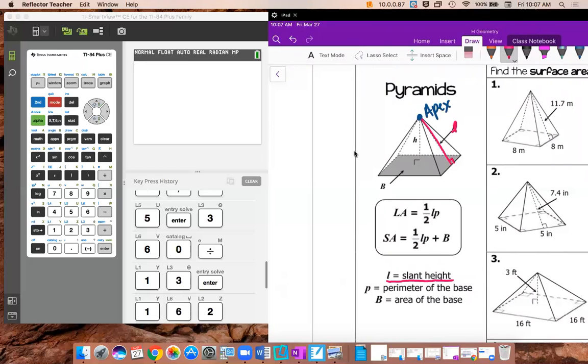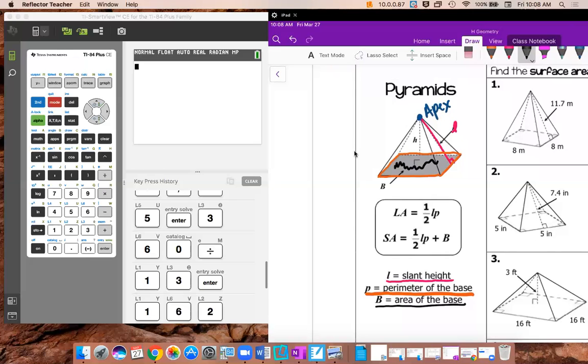And then you have the perimeter of your base. Perimeter is just the length around the base. So your perimeter is going to be all of those side lengths added up together. And then the last thing that you have to know is this big B, which is the area of the base. So they basically found the area of all of this inside, and that's what they're going to label as the big B. Okay, so then we have two formulas.